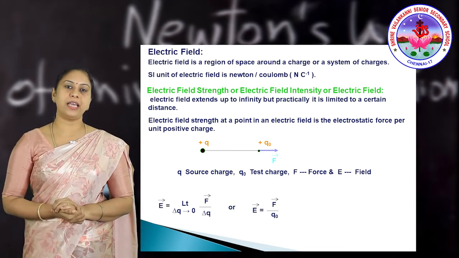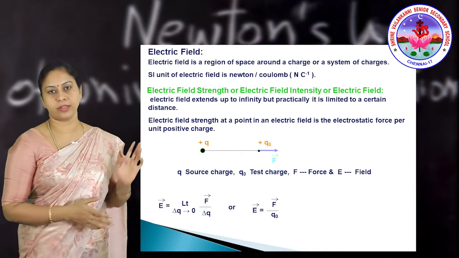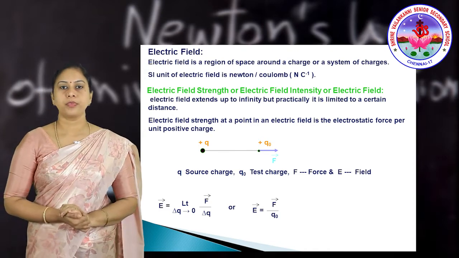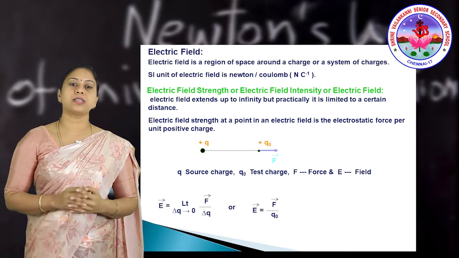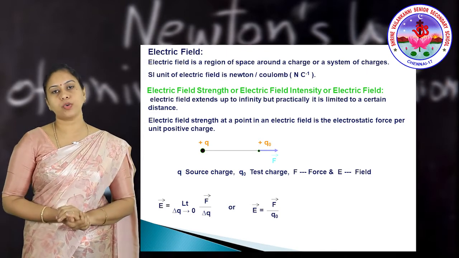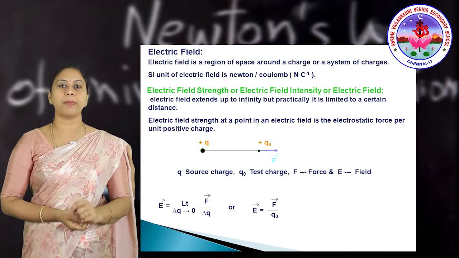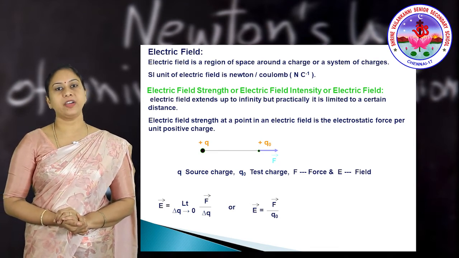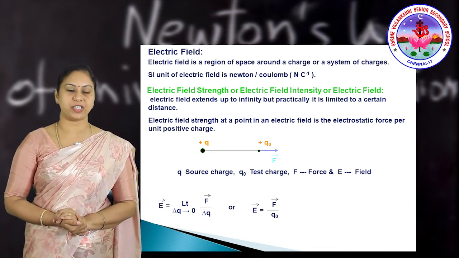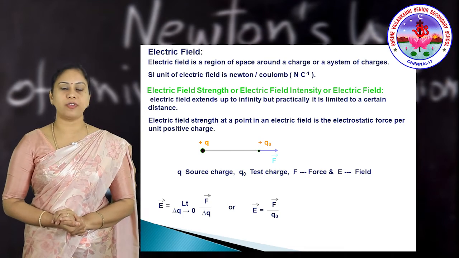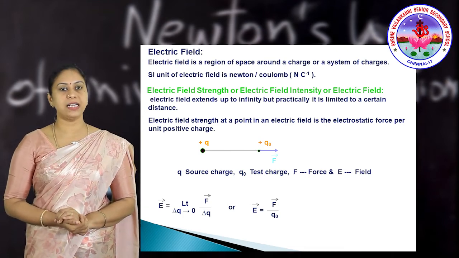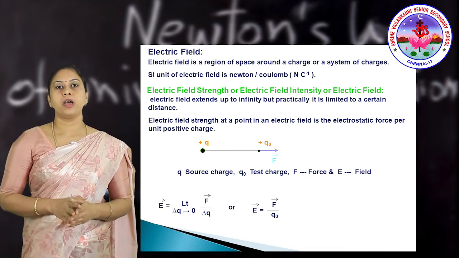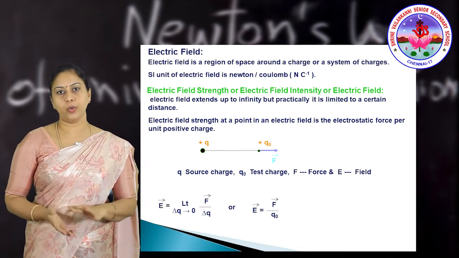So, the electric field strength at a point is the electrostatic force per unit charge. Mathematically, the electric field is denoted by the E vector, where E vector is equal to the limit delta q tends to 0 of F vector by q naught.